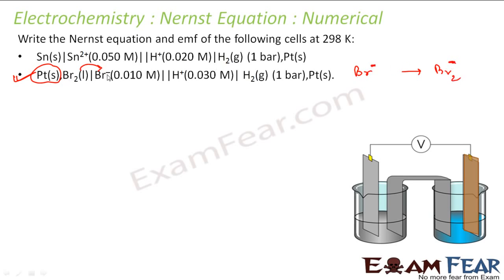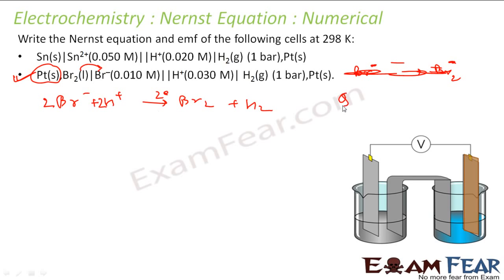Right, Br minus to Br2 is oxidation, and then we have H+ to H2. There is something wrong here actually. This has to be Br minus here and Br2 here. Anyway, so Br minus to Br2, and then H+ to H2 is the reduction. So H+ is getting H2, so there are 2 H+ here. Correct? There are 2 electrons transferred here.